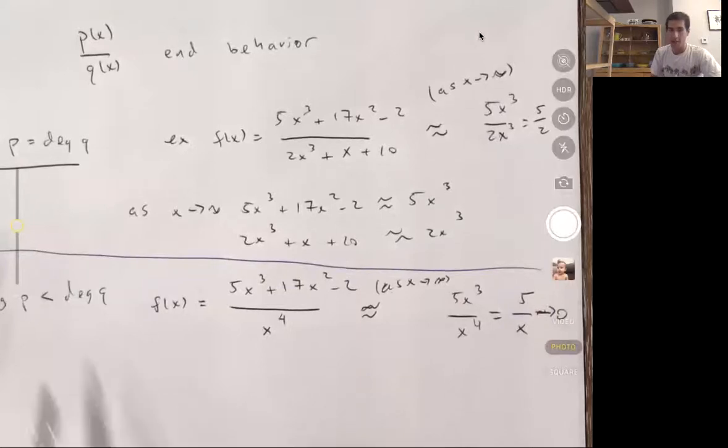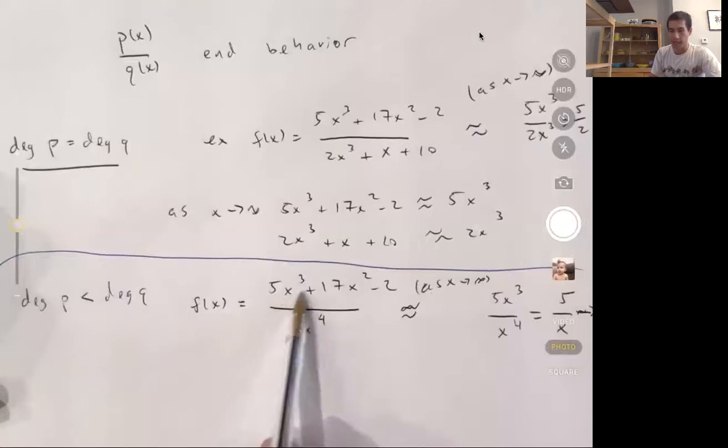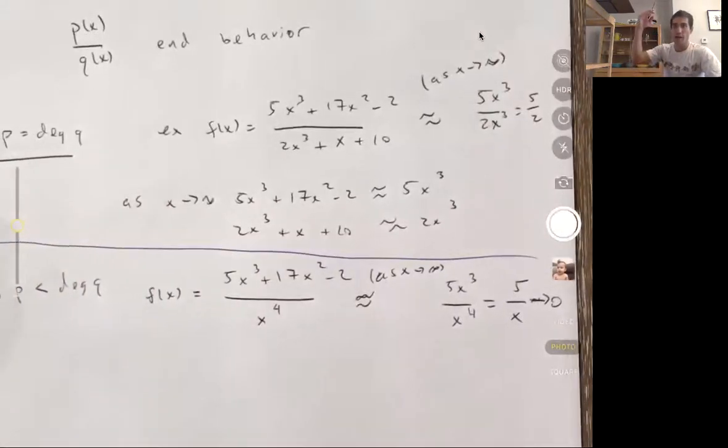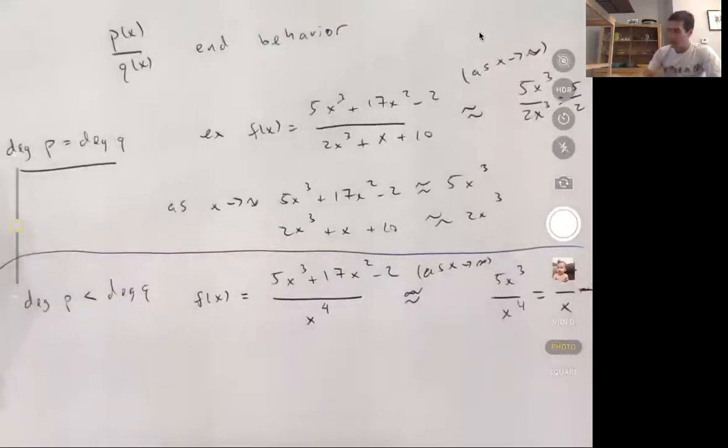So if the degree of p is less than the degree of q, this is always going to happen. It's going to behave like the leading term in the numerator divided by something of a bigger power. And as we saw in the growth rate video, if the polynomial has a larger power, it's going to be much bigger. And so you're taking a numerator and dividing it by something much bigger, and so it's going to 0.